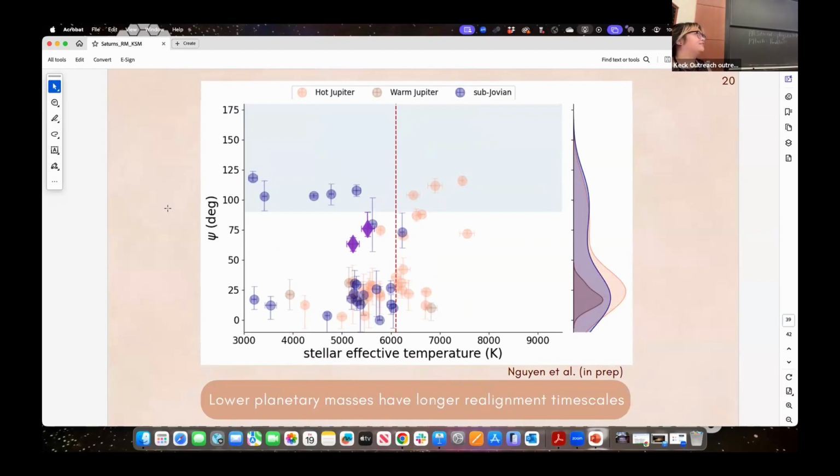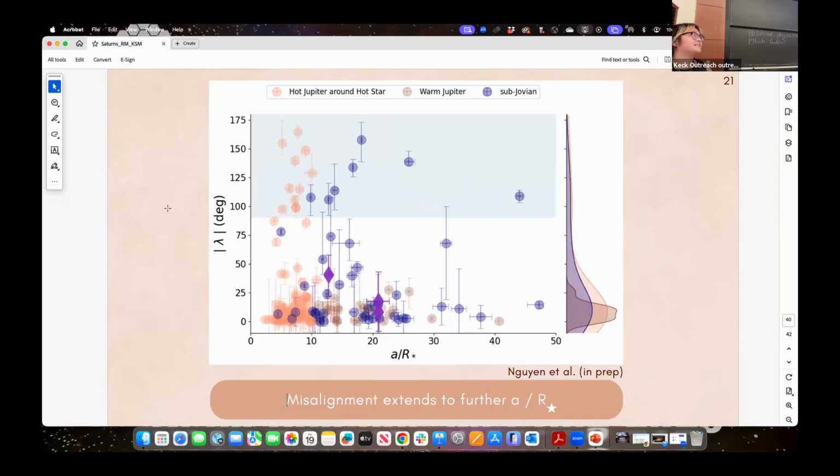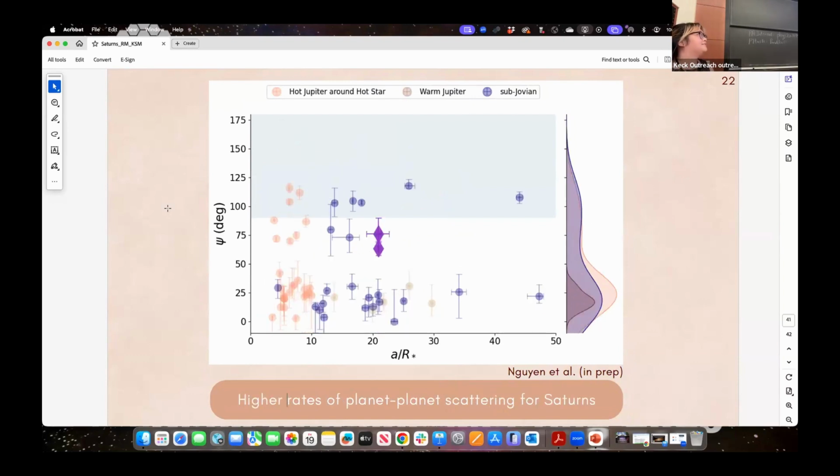The misalignment at lower planetary masses suggests longer realignment timescales, where the convective envelopes of cooler stars have yet to realign with the sub-Jovians. Likewise, we also considered spin-orbit angles versus a over R star. And we can see that the misalignment extends to further a over R star here, compared to the population of Jupiters. Once again, if we consider psi, we can see that there are higher rates of misalignment extending to further a over R star, compared to hot Jupiters, which suggests higher rates of planet-planet scattering for Saturns.